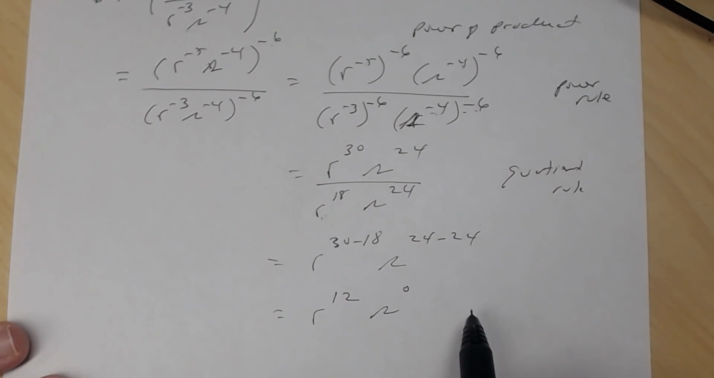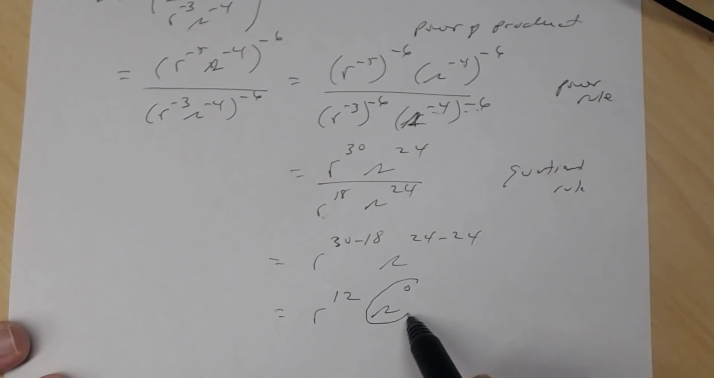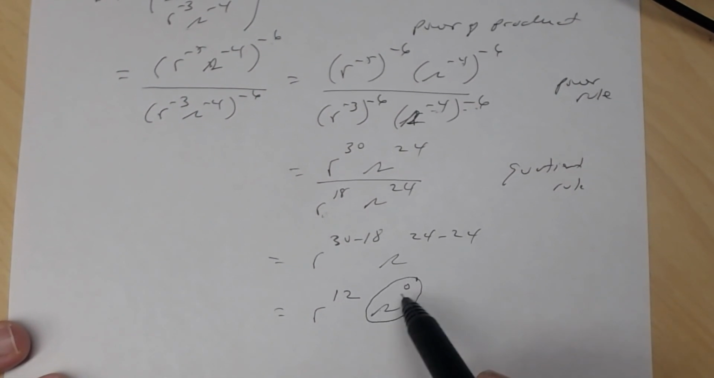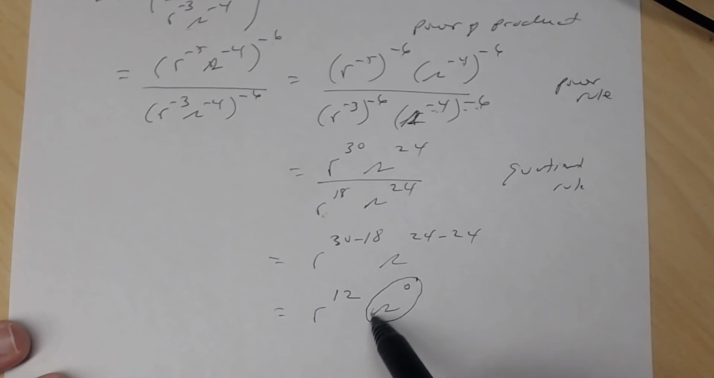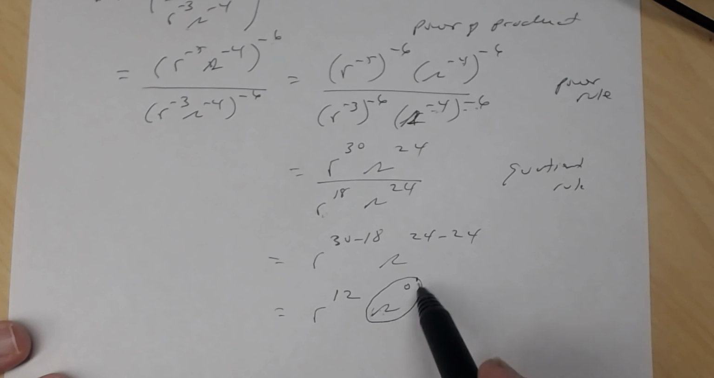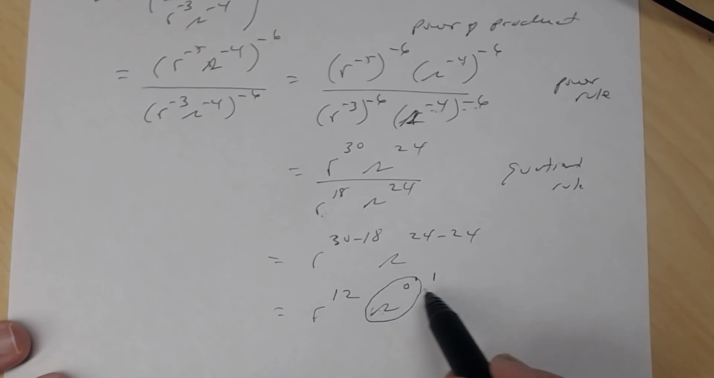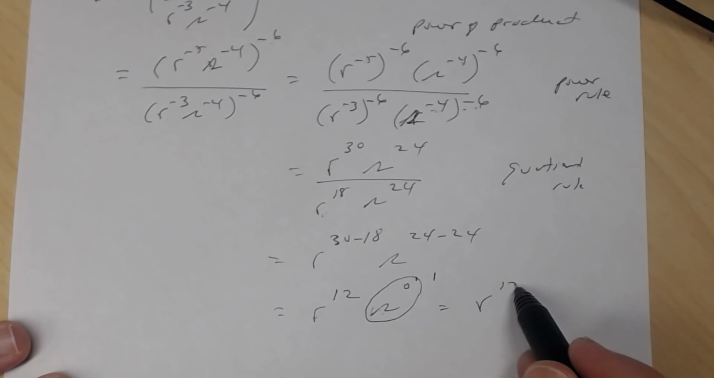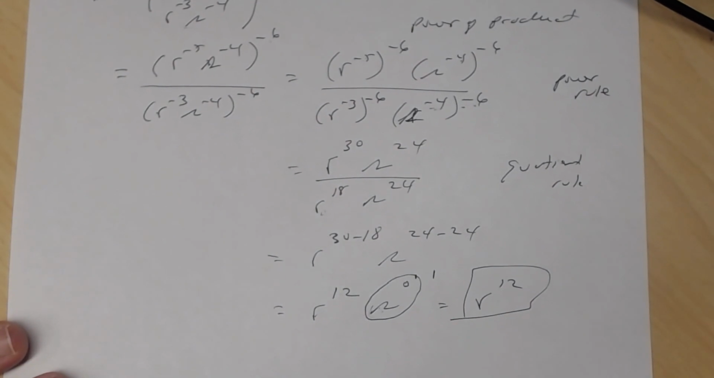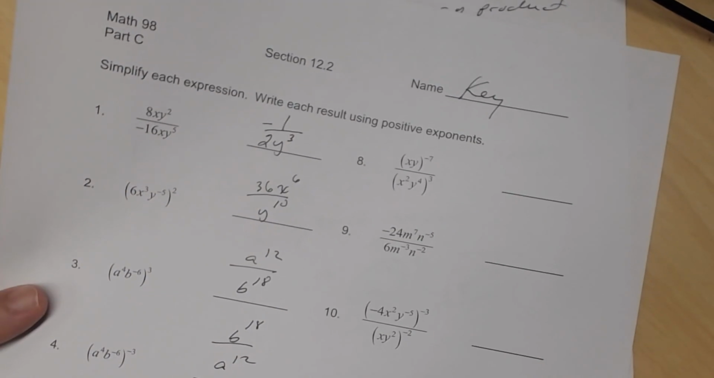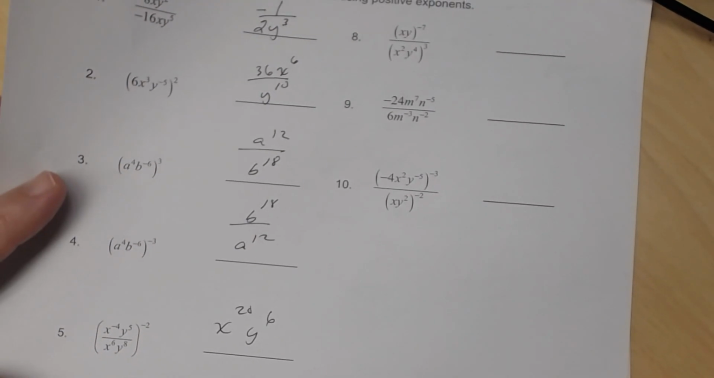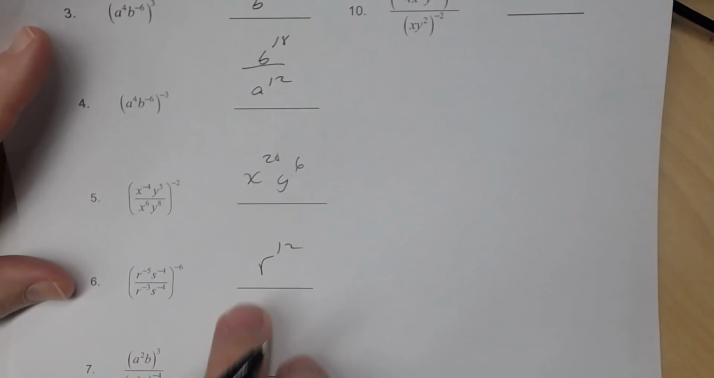All right, now don't leave your answer like this, because you have to remember to use the rules that you learned. One of the rules you learned is the zero exponent rule. So when you have a non-zero number raised to the 0 power, that is 1. And r to the 12 times 1 is r to the 12. So that's your answer there. So number 6 is r to the 12.